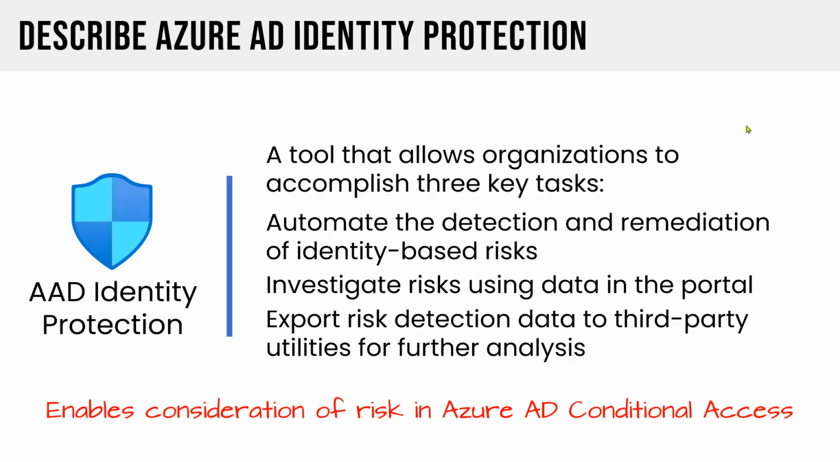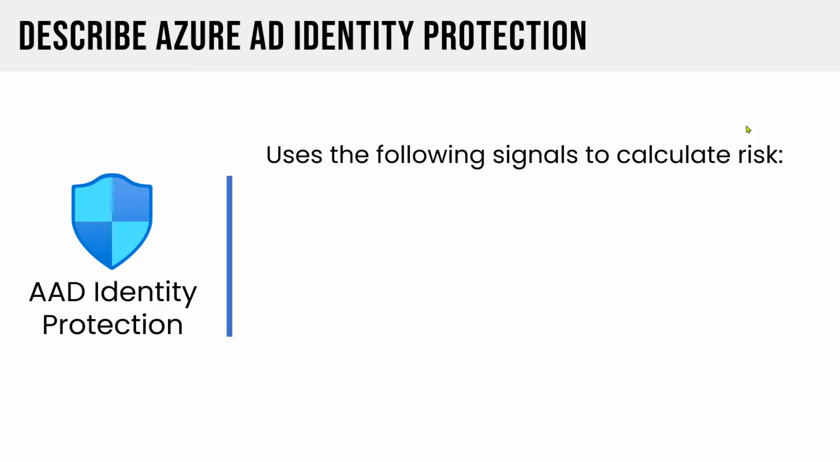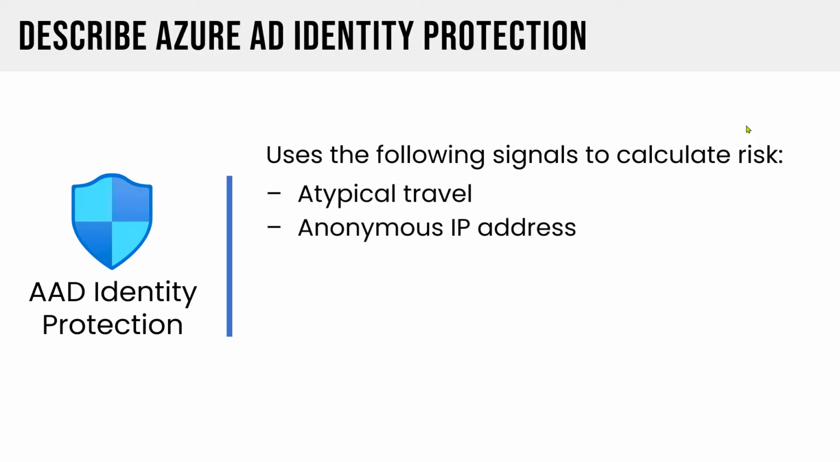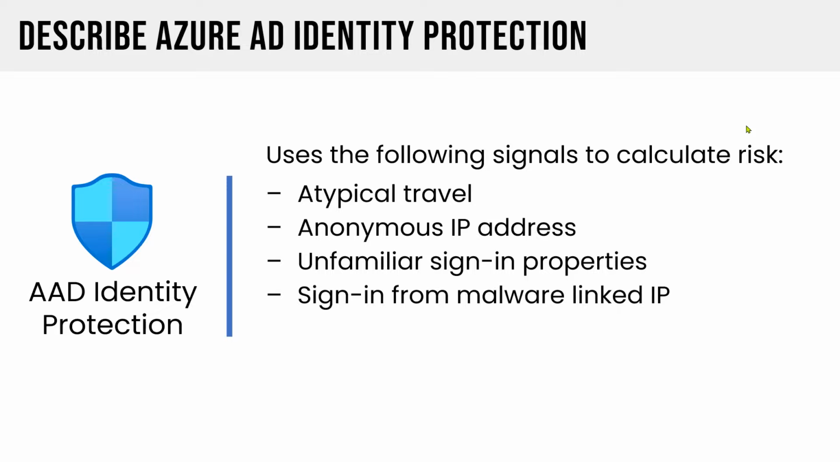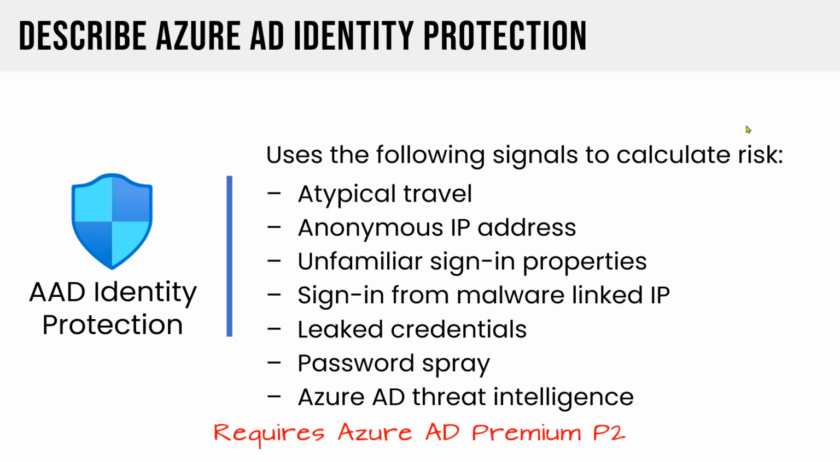So when we were walking through that earlier, I mentioned that the evaluation of risk requires Azure AD Identity Protection. And it uses the following signals to calculate risk. It'll look at atypical travel, anonymous IP address, unfamiliar sign-in properties like unfamiliar country, for example, unfamiliar device, sign in from a malware-linked IP, leaked credential, password spray, Azure AD threat intelligence. And again, this one also requires Azure AD Premium Plan 2.